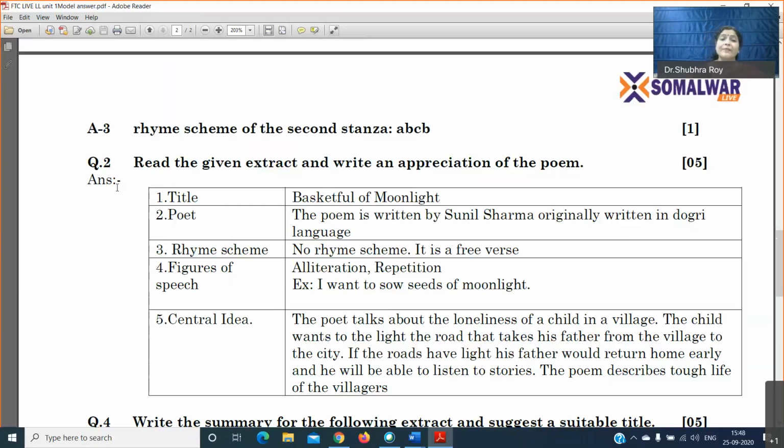Then comes the rhyme scheme. It has got no rhyme scheme, so you will write there, no rhyme scheme. It is a free verse. You get 1 mark. Then figures of speech. You have to mention at least 2 figures of speech.